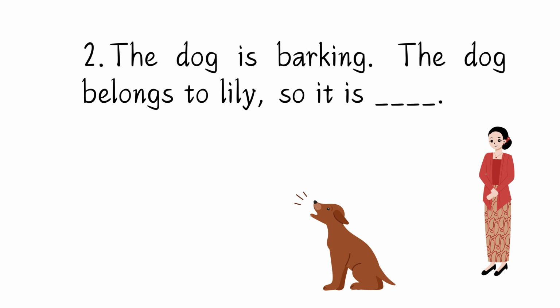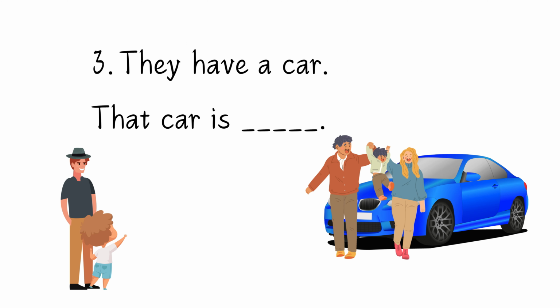Second one. The dog is barking. The dog belongs to Lily, so it is... hers. Last one. They have a car. That car is... theirs.